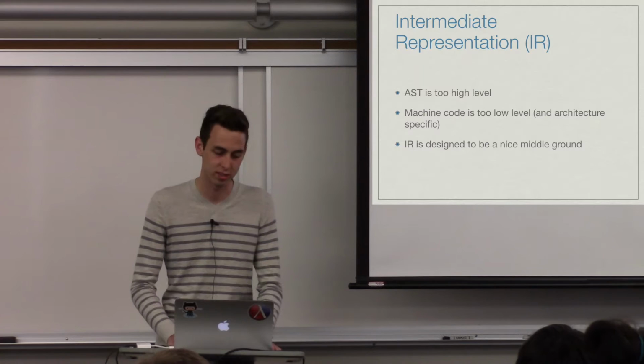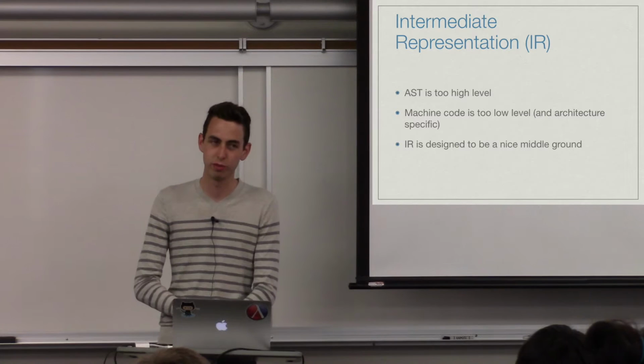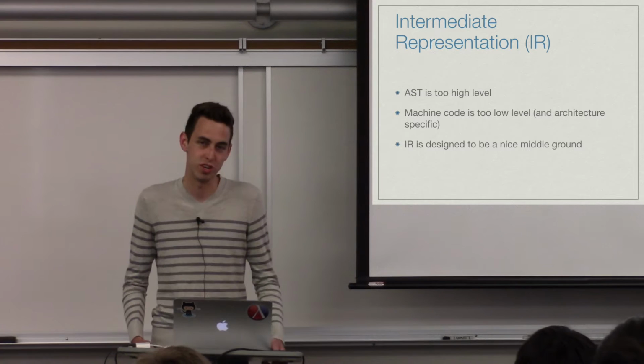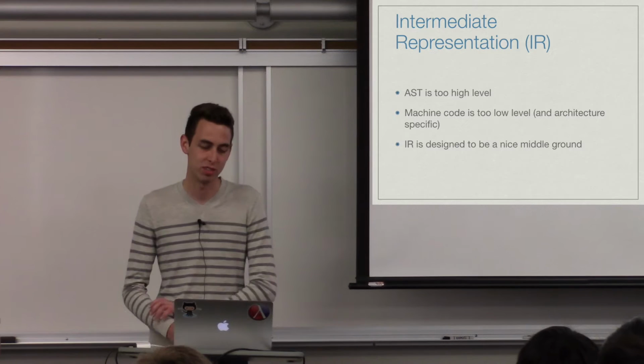But the AST is still too high level for a lot of the really useful, interesting optimizations that a compiler wants to do. You might be asking, why not go directly to machine code? And that's because machine code is machine architecture specific. And a lot of my talk is going to be referencing specific parts of LLVM, which is an acronym that doesn't stand for anything anymore.